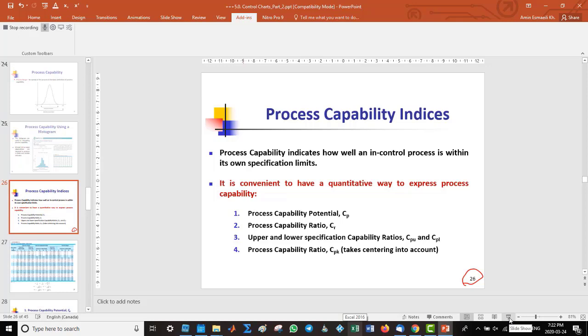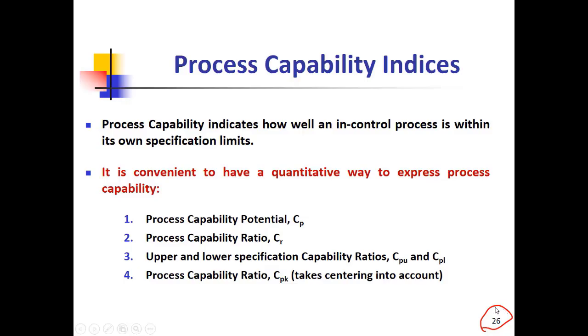Now, slide 26. I'm going to continue from this slide. The process capability indices, or parameters, are those that we will talk about and calculate now. As I said, they will show us how well an in-control process operates within its specification limits. As you remember from the previous slide, we can have a distribution that is well distributed between LSL and USL, or a distribution that is closer to USL or closer to LSL, so it's shifted to the left or right.